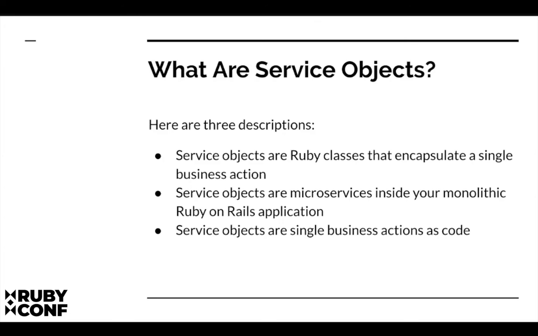If you want a general description of a service object, here it is. Service objects are Ruby classes that encapsulate a single business action. And these are all three different descriptions that I use. They're microservices inside your monolithic Ruby on Rails application. They're single business actions that you can execute as code. But you know, let's discuss how it is with this scenario.